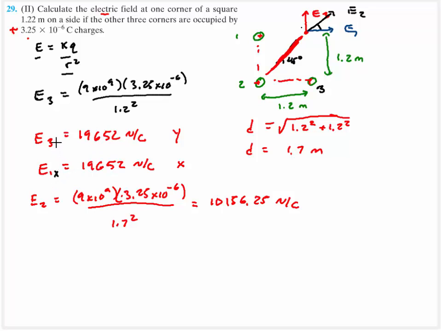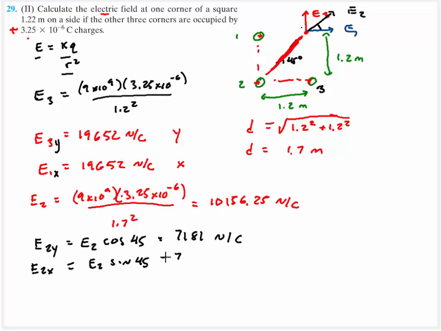And what I want to do is break that into the x and y components. Let me explicitly write that this is going to be the x and the y. E2y is simply going to be E2 multiplied by cosine 45. E2x is going to be E2 multiplied by the sine of 45. Go ahead and type all that into your calculator, and this is going to be 7181 newtons per coulomb. And actually the same is true for this one, 7181 newtons per coulomb.